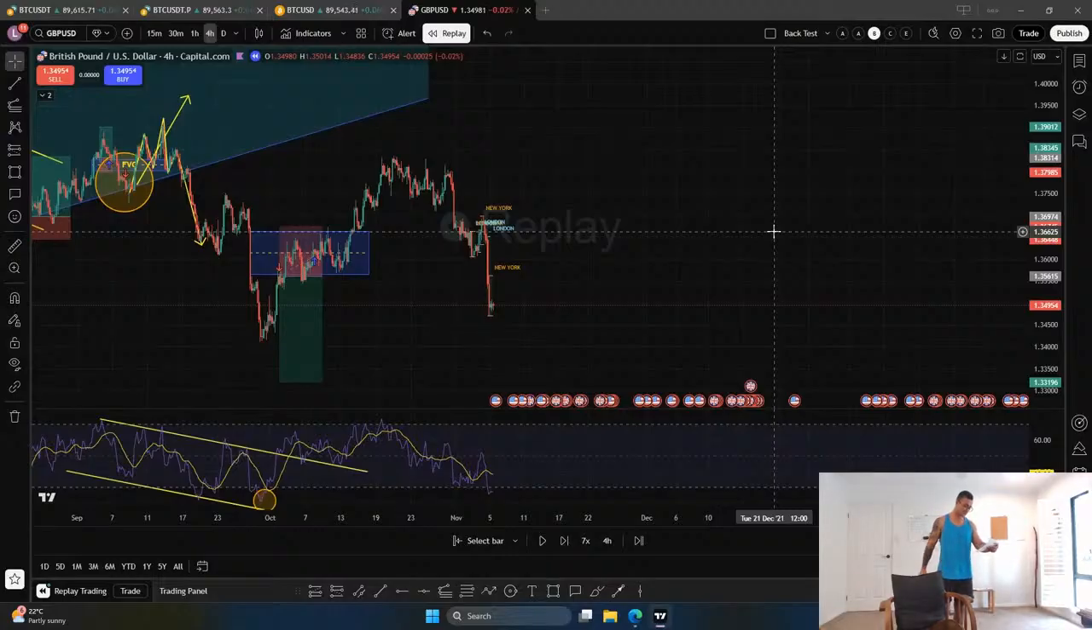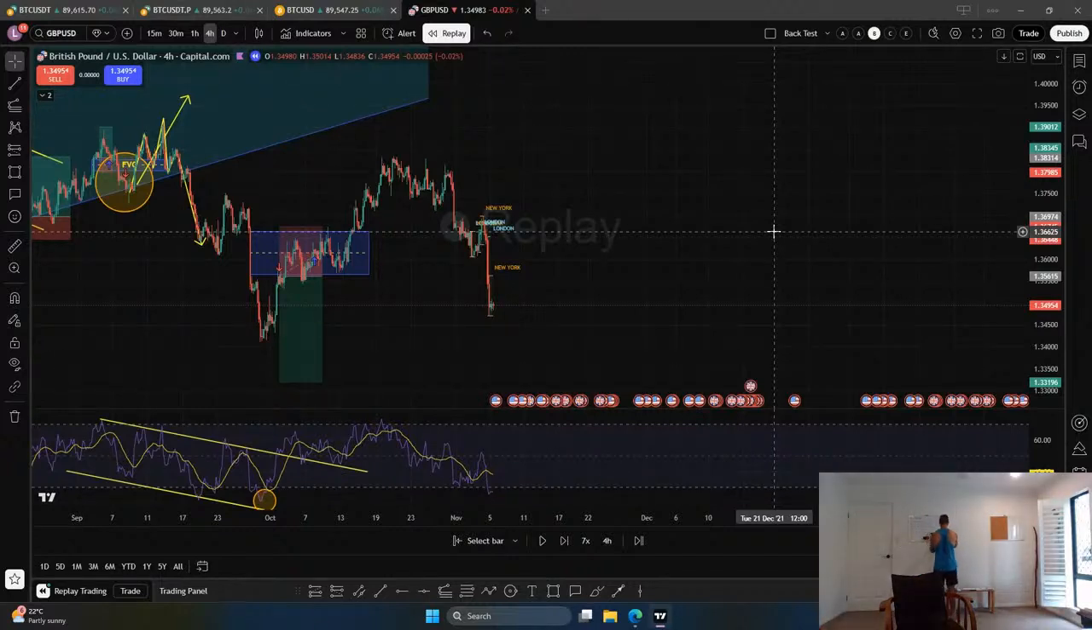Pattern utilization. Use the patterns that you recognize. Utilize them. Pattern creator. Get creative. Okay? Simple. Simples.